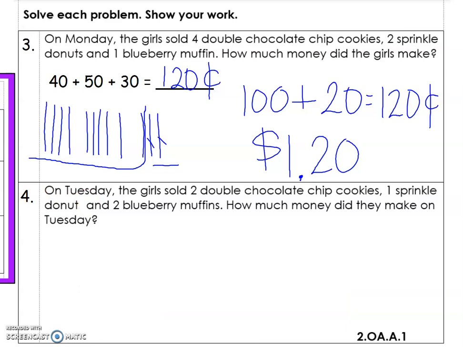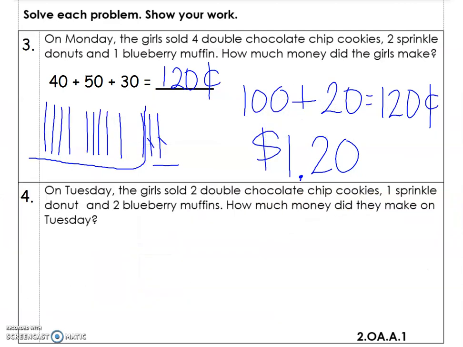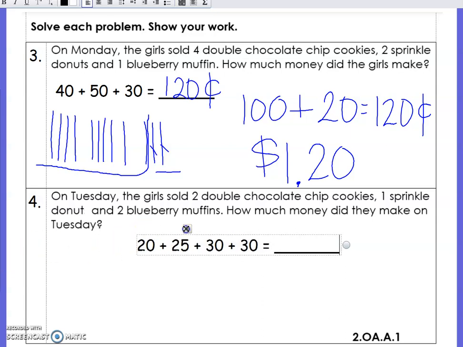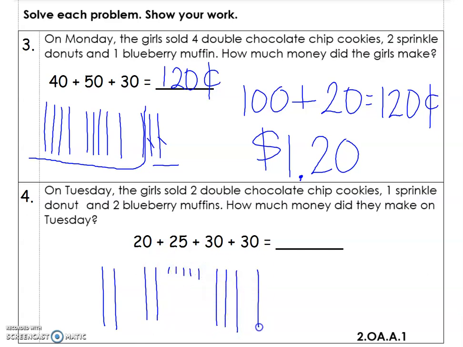Okay, so we know that the double chocolate chunk cookies are 10 cents each. So we have 2 of them, so that's 20 cents. And then a sprinkled donut we know is 25 cents. And then 2 blueberry muffins, 30 plus 30. And some of you in your head might already be going, oh, I know 30 and 30, that's 60. So you can write your equation that way if you want to. Okay, so we know that we have 10, 20, and then I'm going to do this one, 10, 20, 21, 22, 23, 24, 25. And then I have 30 and another 30.